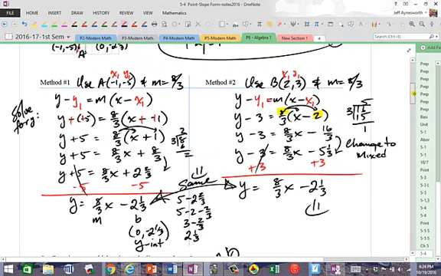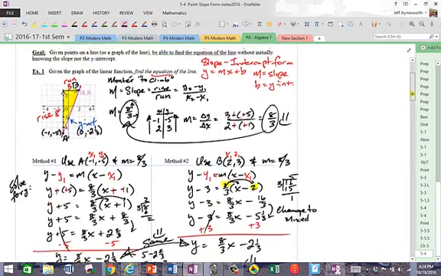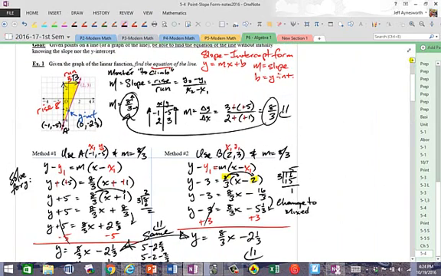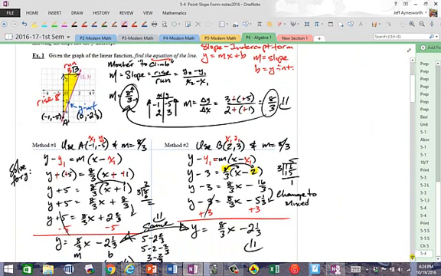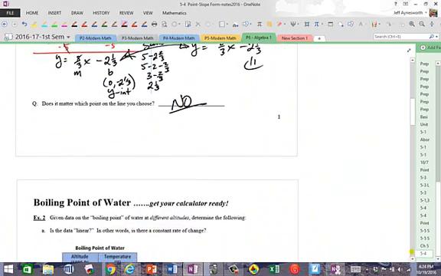Okay, so what do we have here? Let's take a look. We found the equation of the line given the graph, which contains an infinite number of points, but specifically 2 that we used: 2 comma 3, which is at point B, and negative 1 comma negative 5. You find your slope first, pick a point, and then use it. That's all you do.